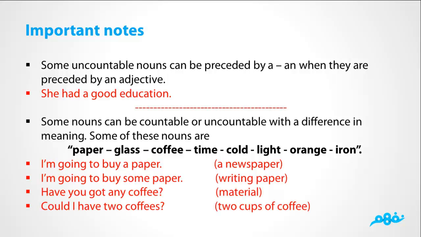Have you got any coffee? Could I have 2 coffees? The first sentence, have you got any coffee? Here we are talking about the material. But could I have 2 coffees? Here we mean 2 cups of coffee.